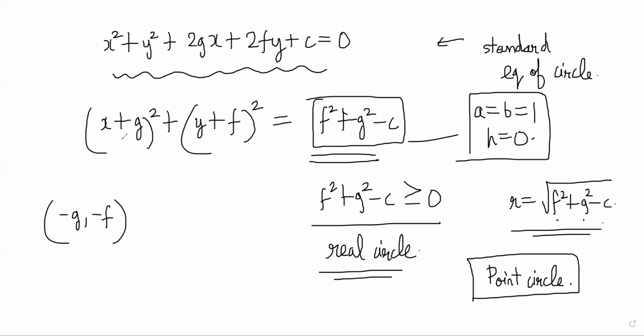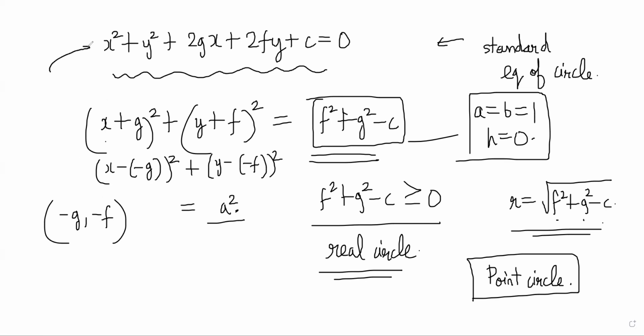Because notice that this is like saying distance of x from minus g, and distance of y from minus f, is equal to a square, where a is the square root of this. So you need to remember, in the standard equation, circle center is minus g, minus f, and radius is root over g square plus f square minus c. Right?